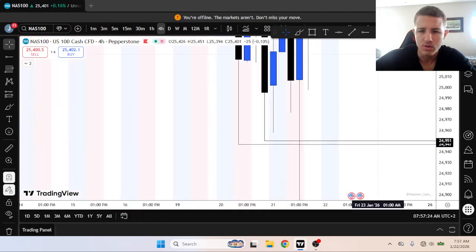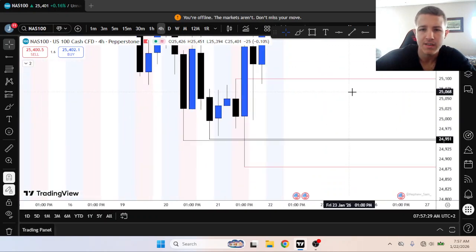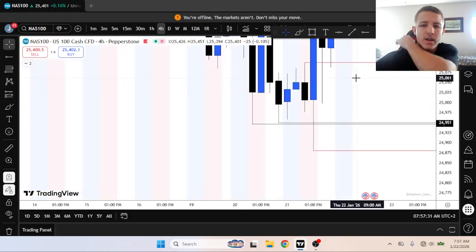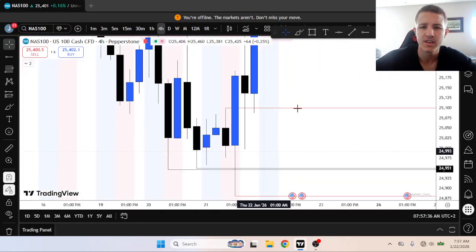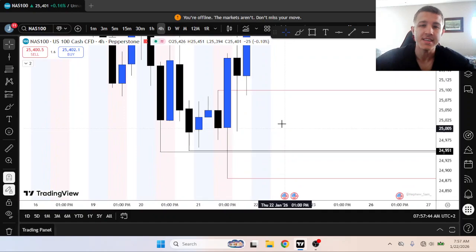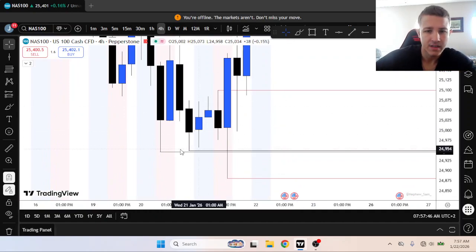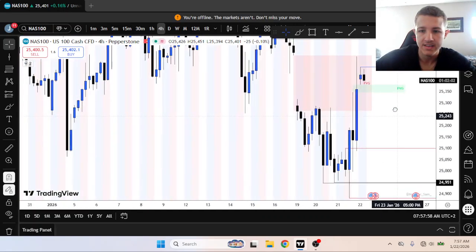When two lows are this close to each other, we call it relative equal lows, which is a very strong draw on liquidity, especially when we are trading against it. Let's go on yesterday's price action. This was market open over here. We see these are the two lows that are closest to each other. So we can wait for price to come down past this and then have a retracement back up.